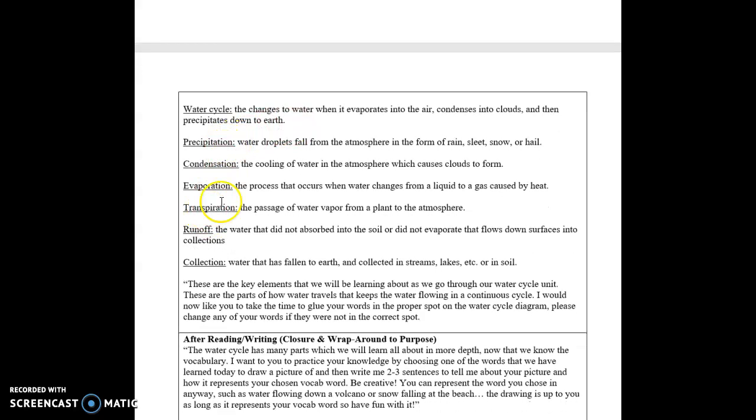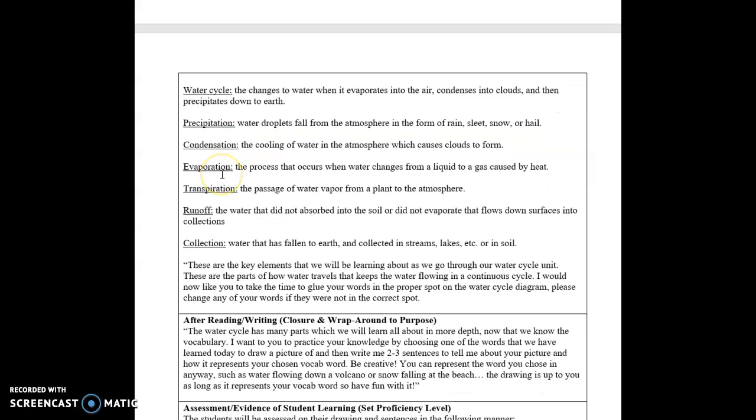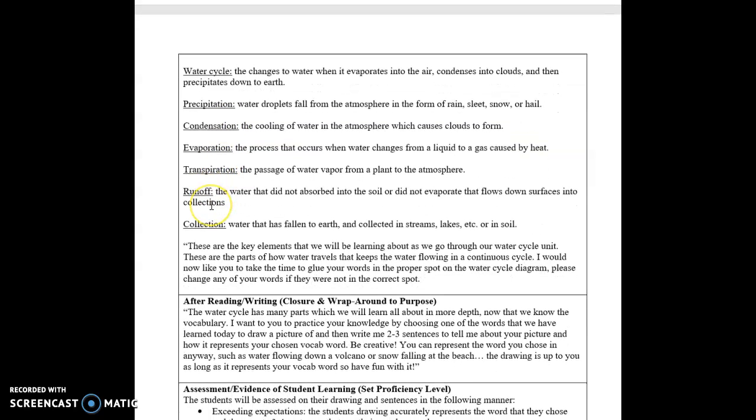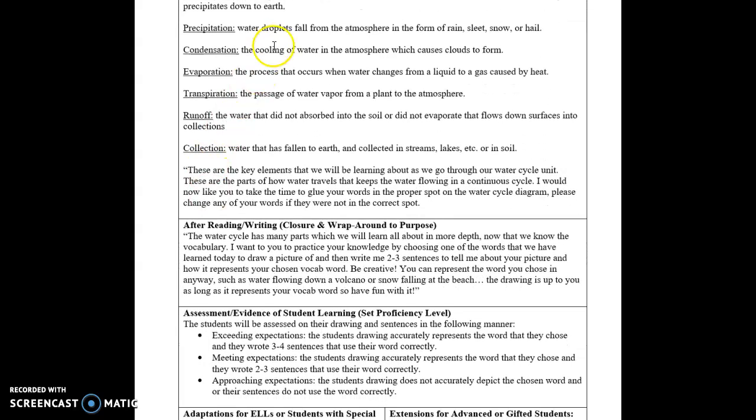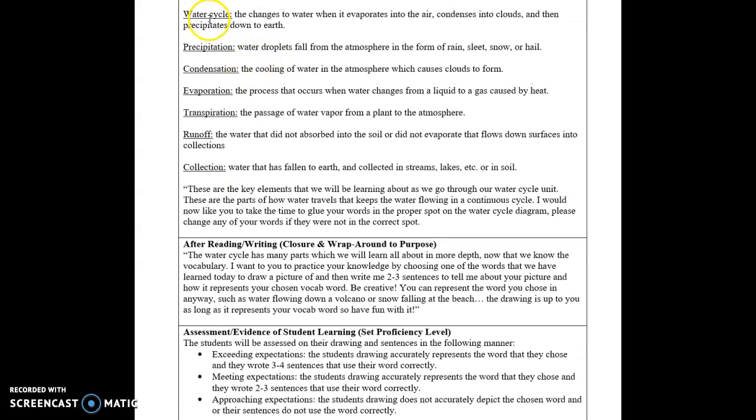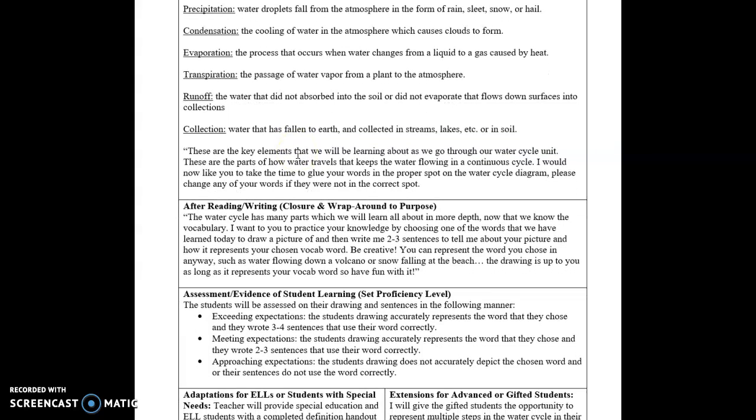So the words that the students will be learning are water cycle, precipitation, condensation, evaporation, transpiration, runoff, and collection. And so I would say each word, write them on the board, define them, have the students follow along. That part is a little bit less interactive, but I'm hoping with my after activity that it provides them with a little more fun than just sitting and writing definitions.